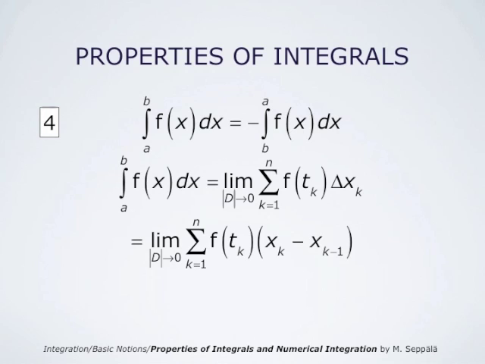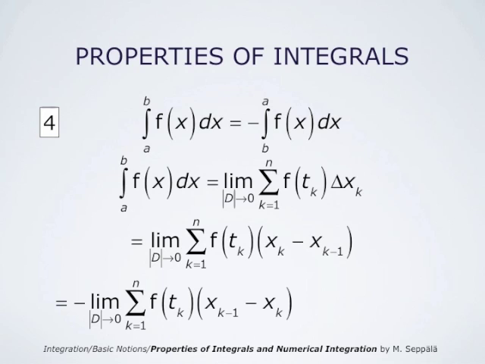But these sums are of the form summation k from 1 to n, f at tk times xk minus xk minus 1. But now if we traverse this interval from b to a rather than from a to b, we consider the quantities xk minus 1 minus xk instead of xk minus xk minus 1. So we observe that this is negative of the limit of the Riemann sum summation k from 1 to n, f at tk times xk minus 1 minus xk.